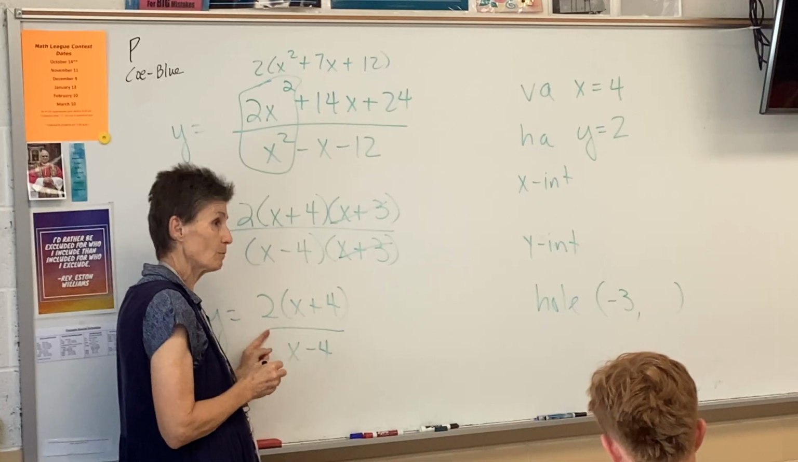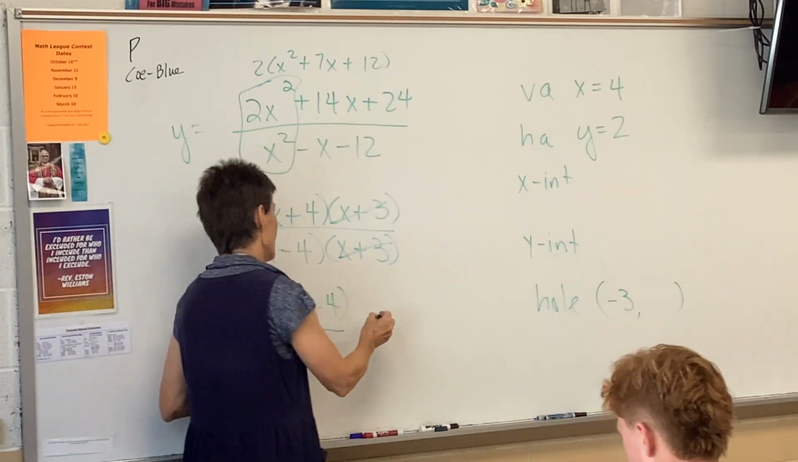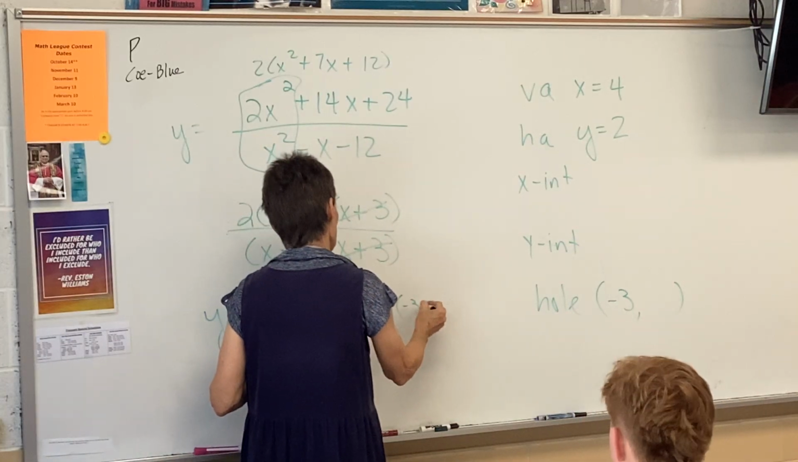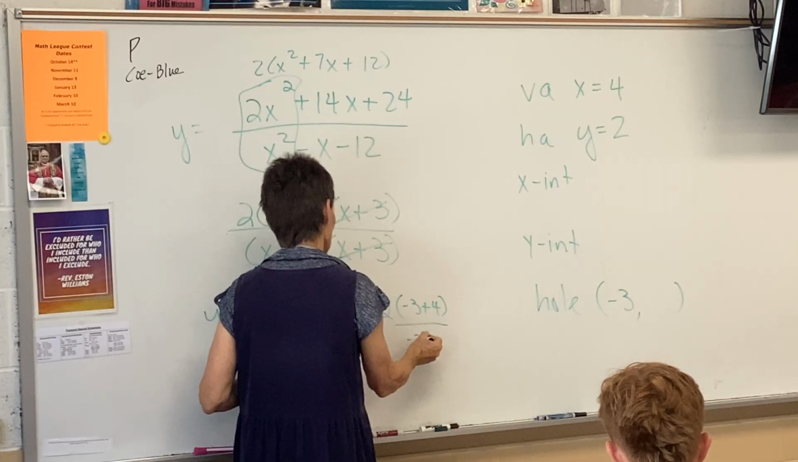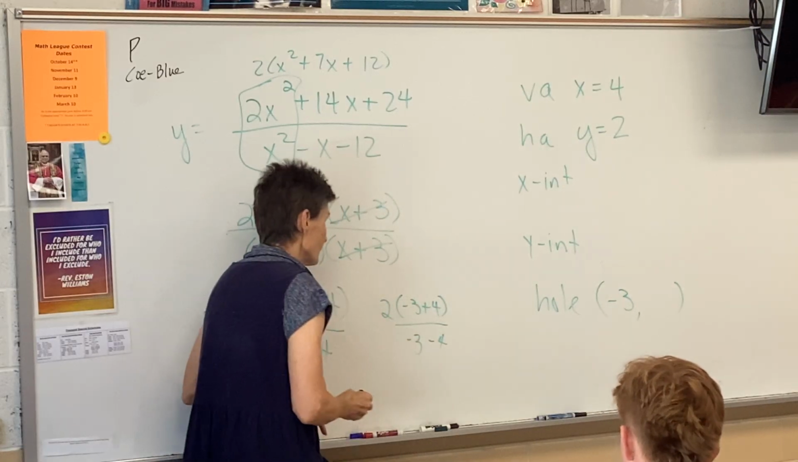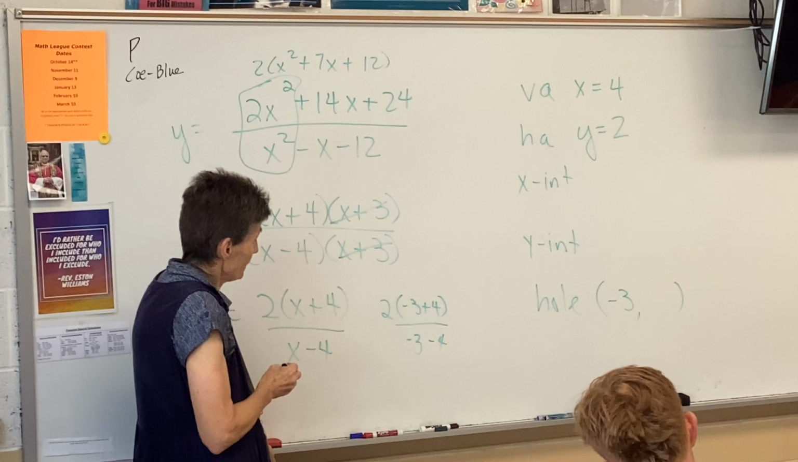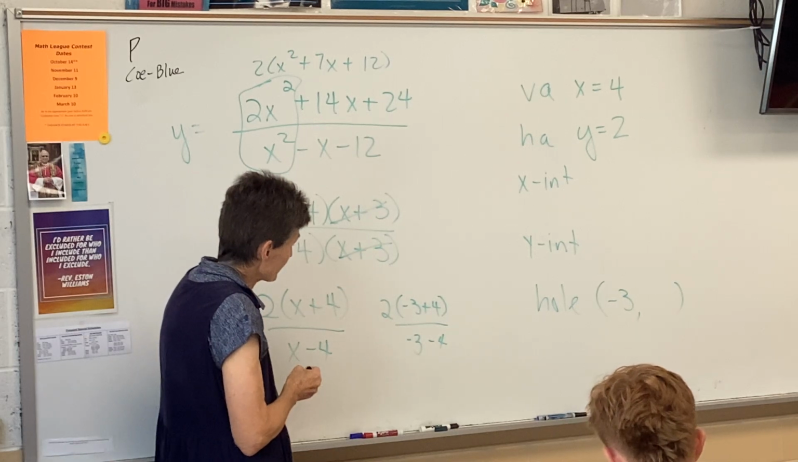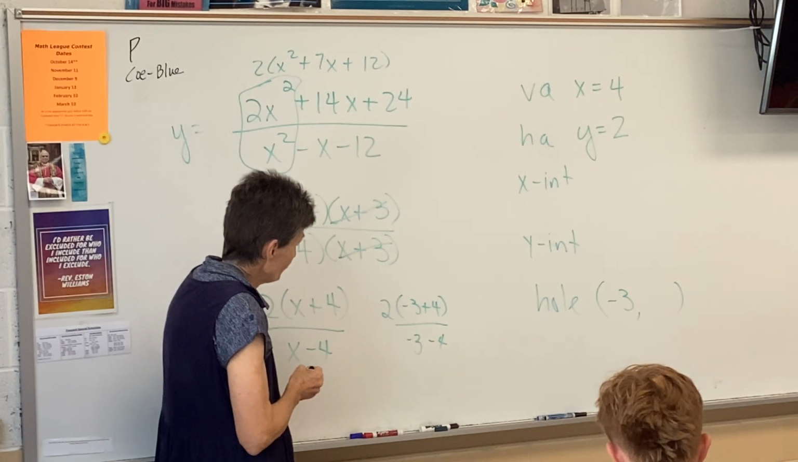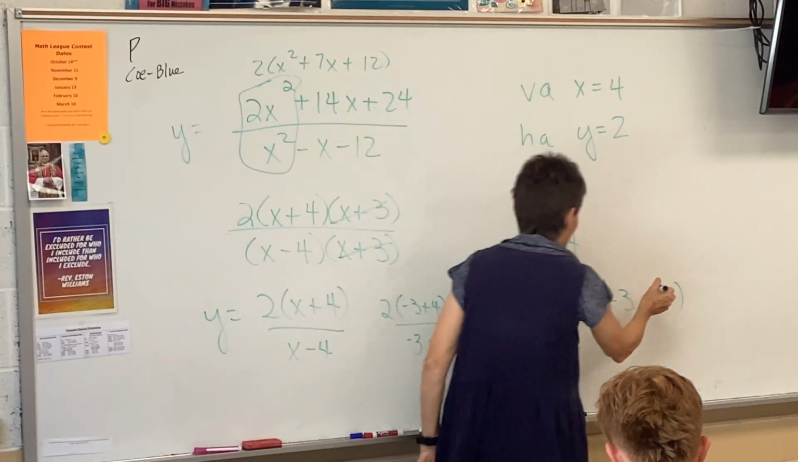So then I'll plug it in right here. 2 times -3 plus 4 over -3 minus 4. And it looks like I get 2 over -7.